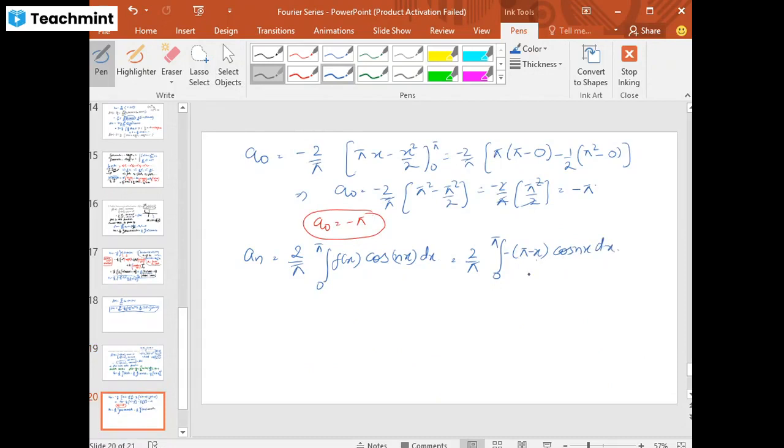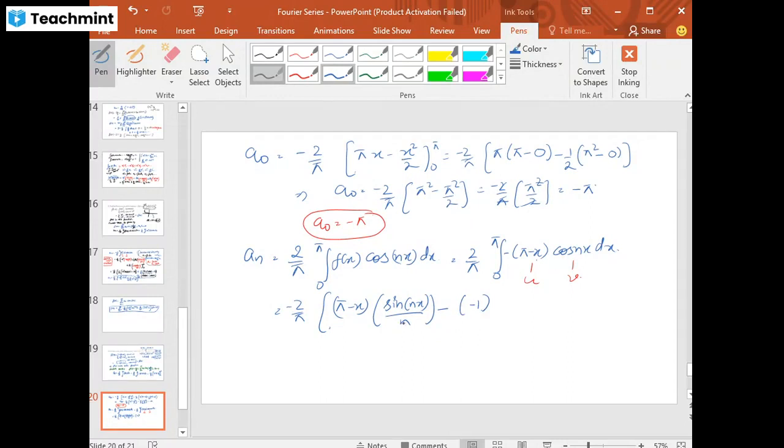So again here we are using the product rule, u and v. So this time we are assuming this is your u, this is your v. This minus sign can be taken outside. So minus 2 upon pi. So what is the formula? U, that is pi minus x, v1. v1 means integral of v. Integral of cos is sine of nx upon n, minus the derivative of pi minus x, which is minus 1. U dash is minus 1.